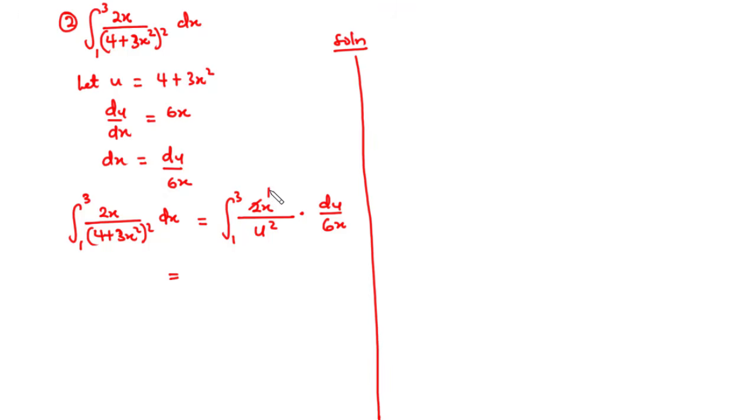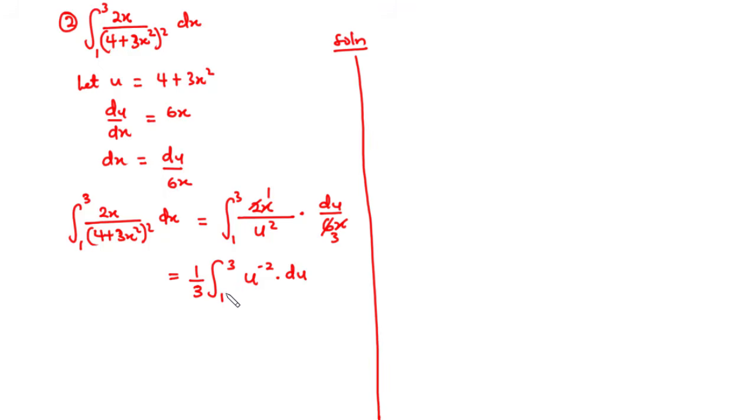Now 2 goes here once, 2 goes here 3 times, x cancels out x, and so we have 1 over 3 as the constant, so that one comes outside. We have the limits 1 to 3, and then we are left with 1 over u squared. Now 1 over u squared can also be thought of as u to the power -2, and then times du. Now don't forget that these limits are the original limits for this integral, and hence are the x values. So we have the upper limit to be x equals 3, lower limit x equals 1.